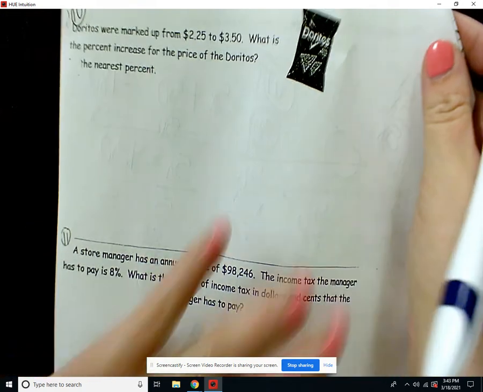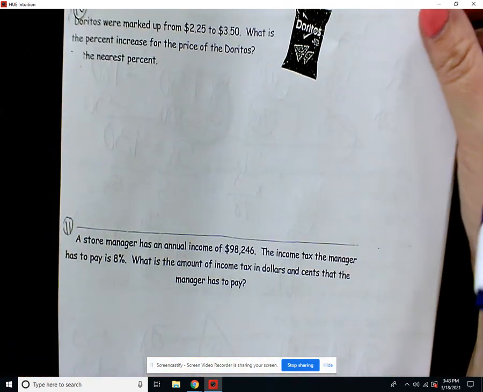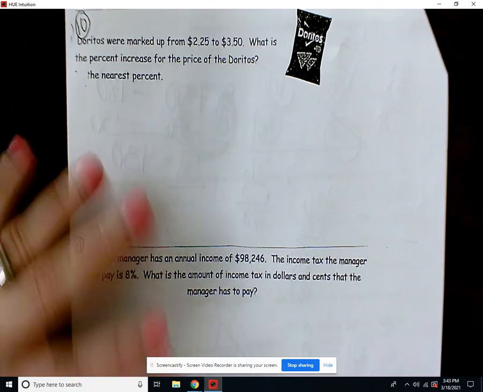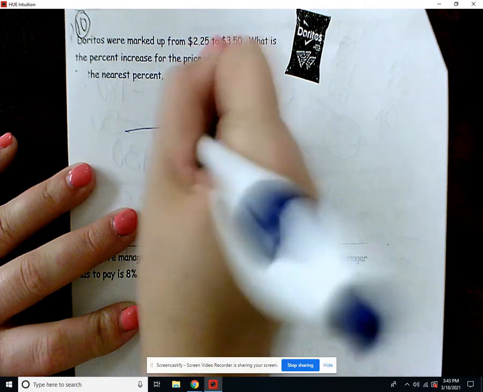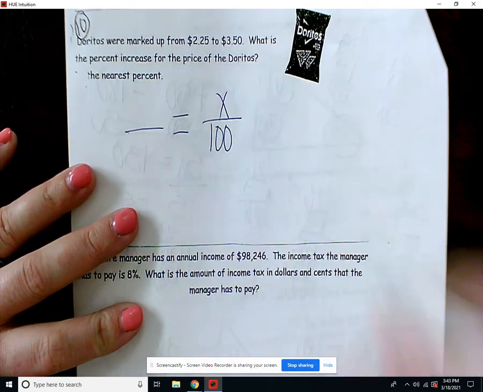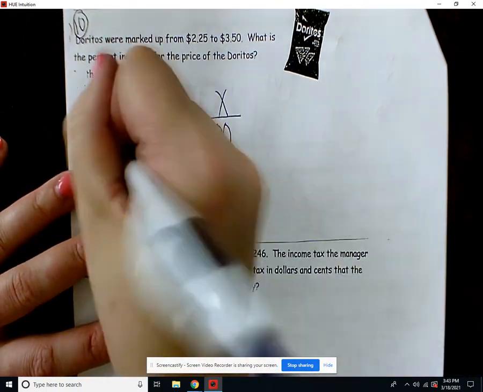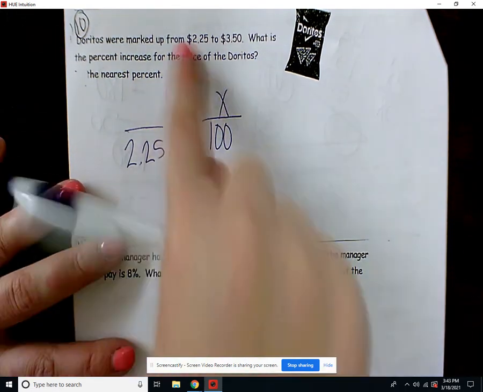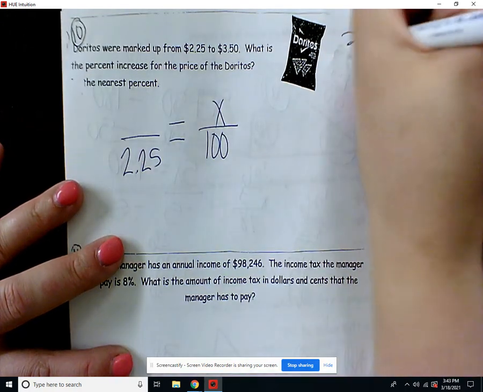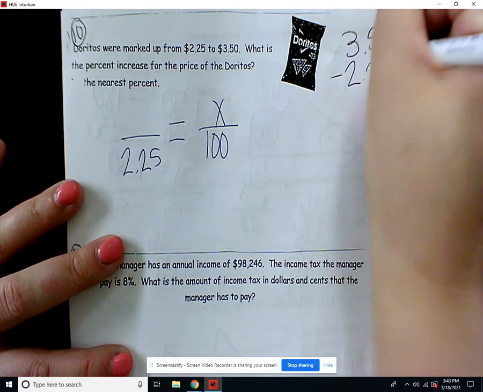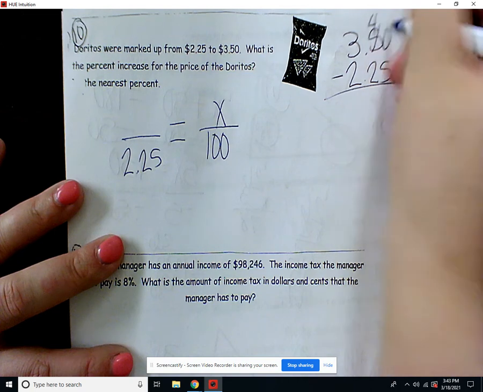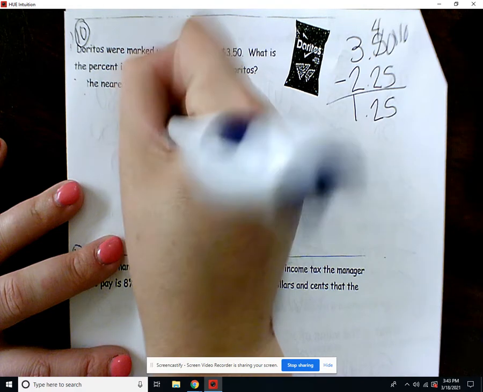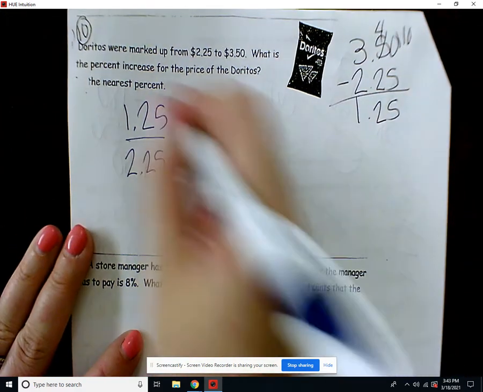All right, number 10, Doritos were marked up from $2.25 to $3.50. What is the percent increase for the price of Doritos? So when looking for percent, remember we set up a proportion with x over 100. So the bottom is the original. Okay, the top is not $3.50, which a lot of people want to put. It's the difference between the two. So we're going to subtract them. $3.50 minus $2.25. Which is $1.25, and that's going to go on top, and we cross multiply and divide.